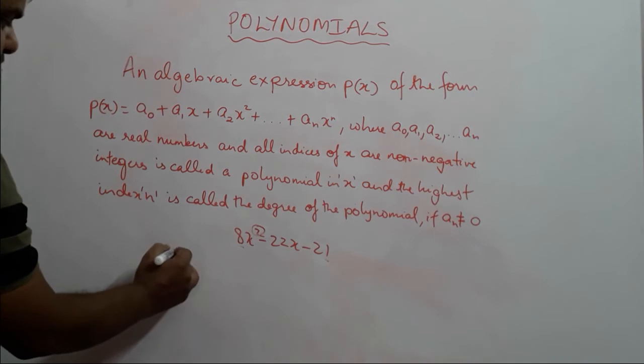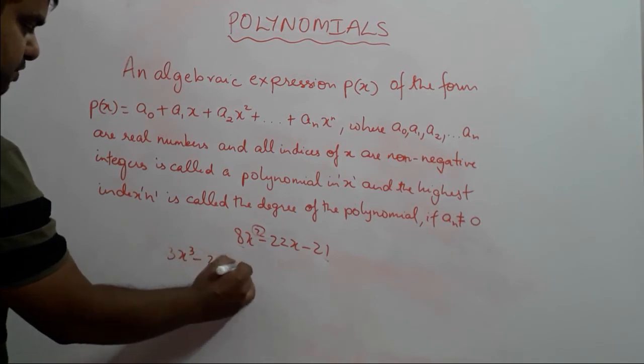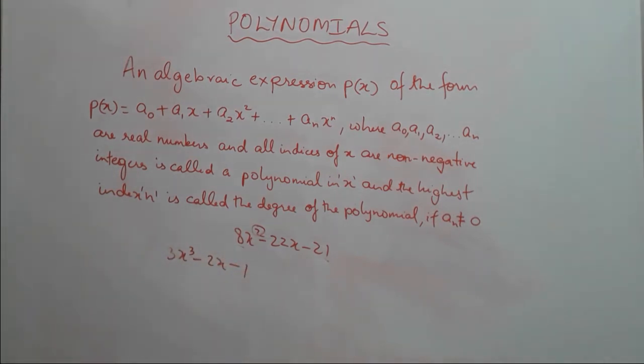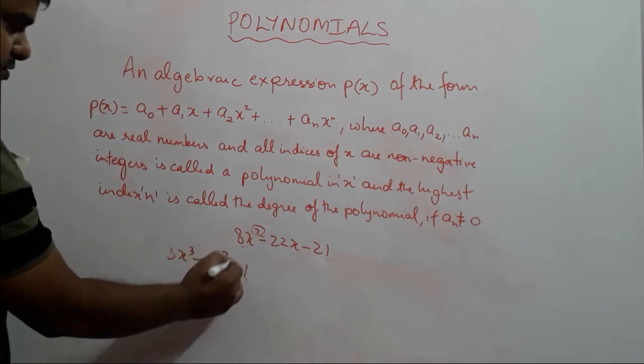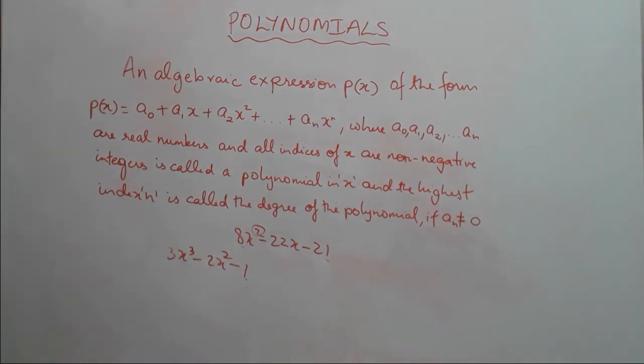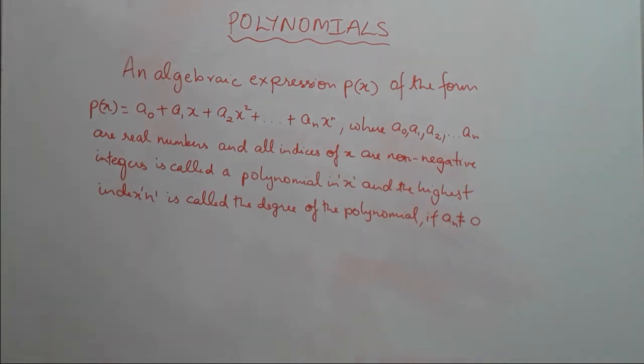Now suppose we have something like 3x^3 minus 2x minus 1. In this case the highest degree will be 3, because this is 1 and this is 0. Let's say if we had it this way, then again the highest degree would have been 3. So understood, the degree is over. So this is the definition of polynomials. Polynomials are usually present in this form: an algebraic expression where you have a set of real numbers and you have non-negative integers as indices of x.